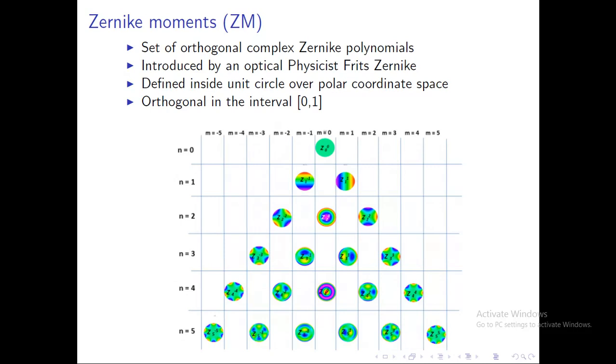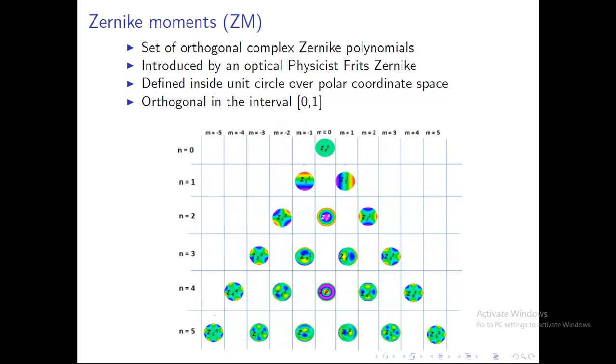Here we are presenting the fractional order Zernike moments. So this is a short description of Zernike moments. Zernike moments are a set of complex Zernike polynomials which were introduced by an optical physicist named Frits Zernike. They are defined inside a unit circle over polar coordinate space in the interval 0 to 1.